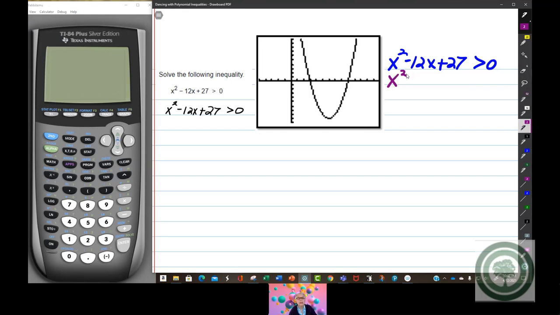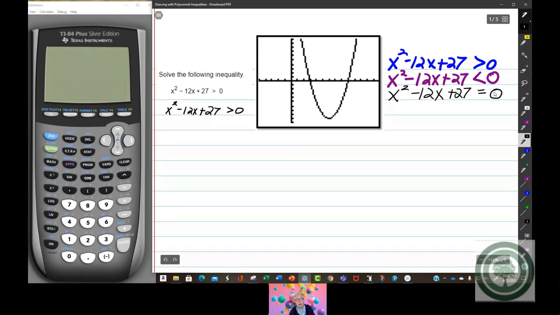Okay, well, anyway, what I was so eloquently saying was that x squared minus 12x plus 27 greater than 0 has a somewhat different meaning than x squared minus 12x plus 27 less than 0. And both of those have a different meaning from x squared minus 12x plus 27 equals 0. So let's talk about the three possibilities.